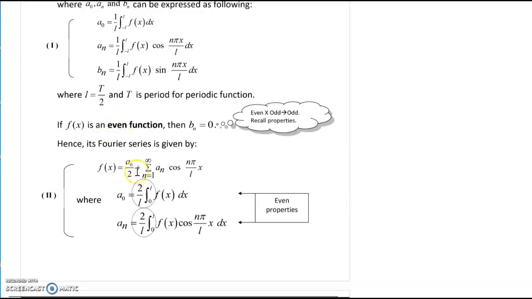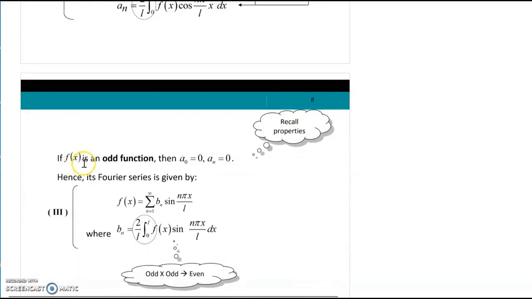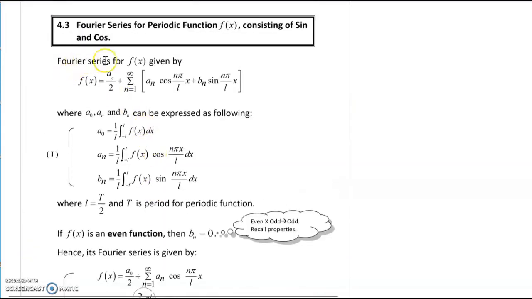Now let us see what happens if f(x) is an odd function. If f(x) is an odd function, then a0 and an are 0. Two things are 0 here. So the only thing left in the Fourier series formula is the bn. In general, this is the formula, but since a0 is 0 and an is also 0, the only thing that you have is here, with a summation notation.